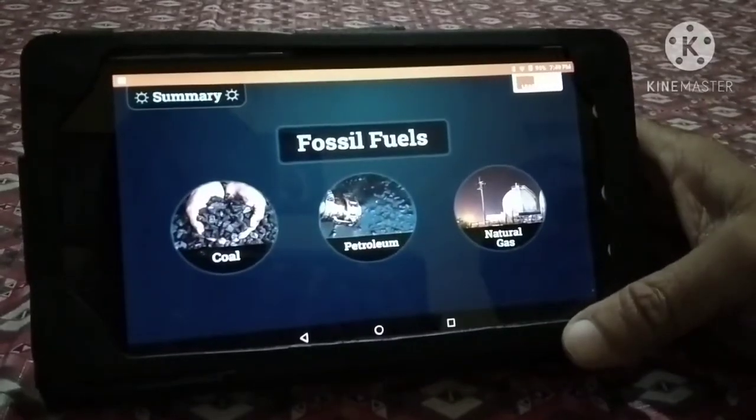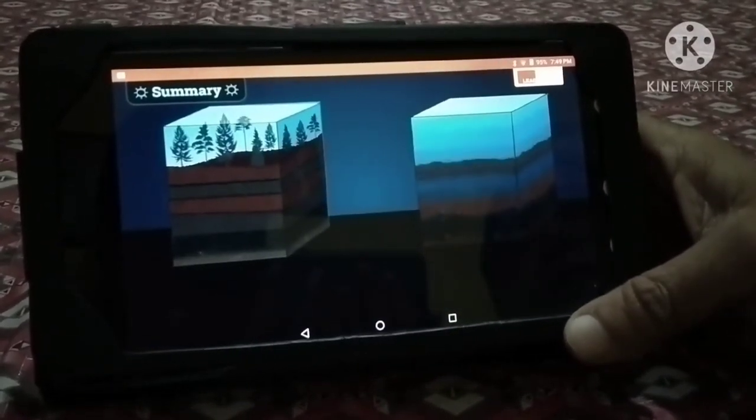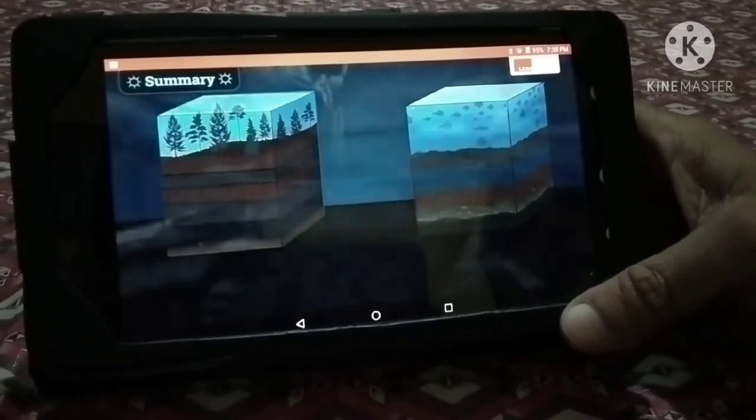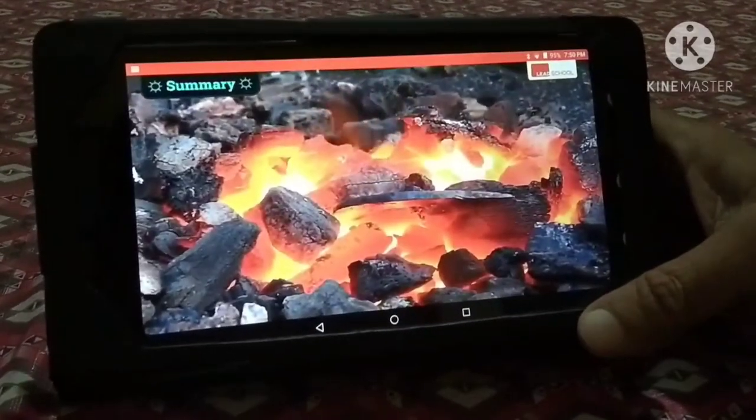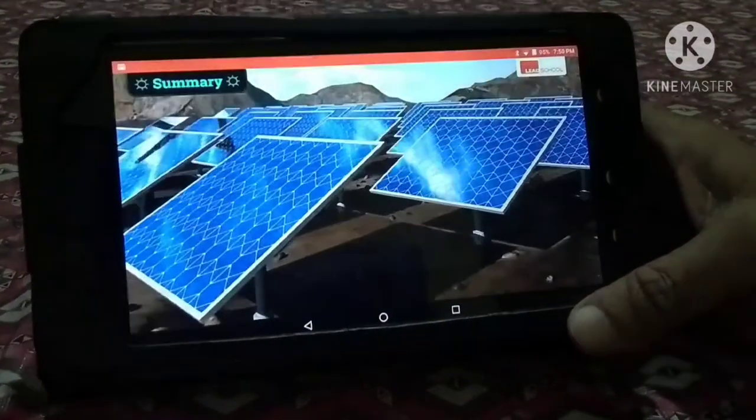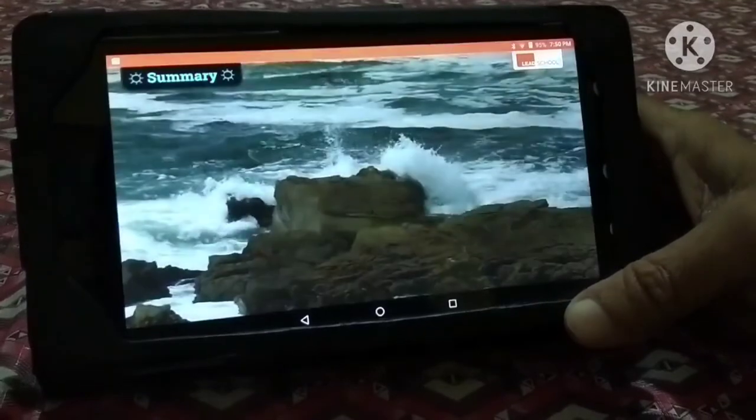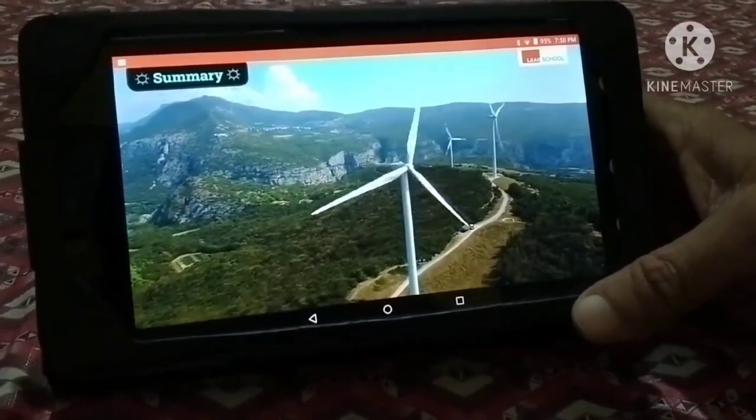Since the quantity of these resources is limited and their formation takes millions of years, it is important to use them responsibly. It is advisable to use non-conventional sources of energy like solar energy, tidal energy, and wind energy wherever possible.